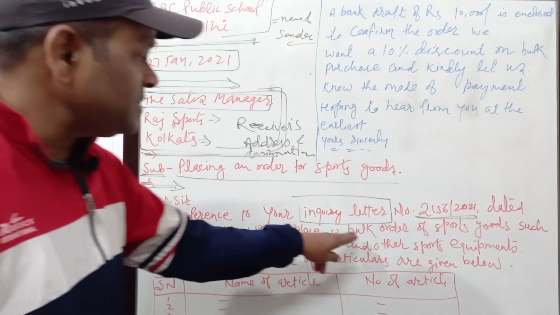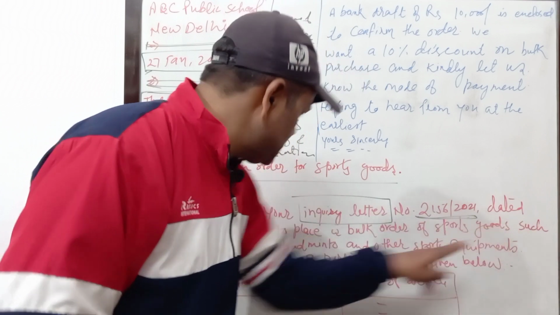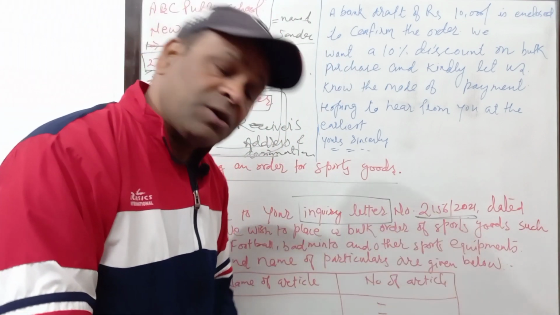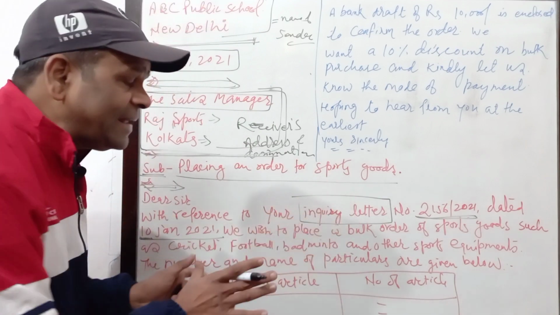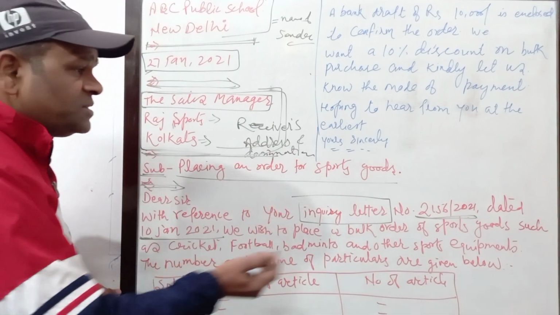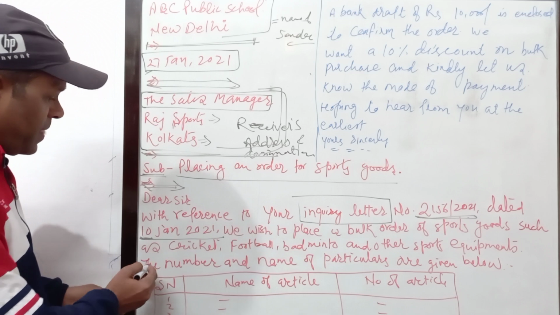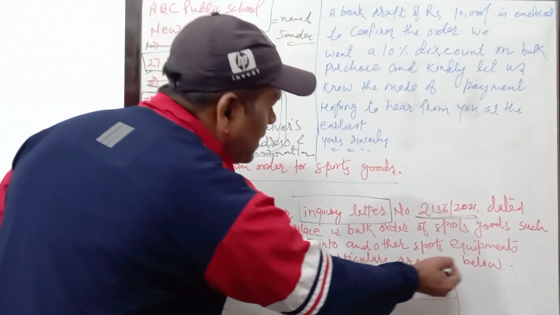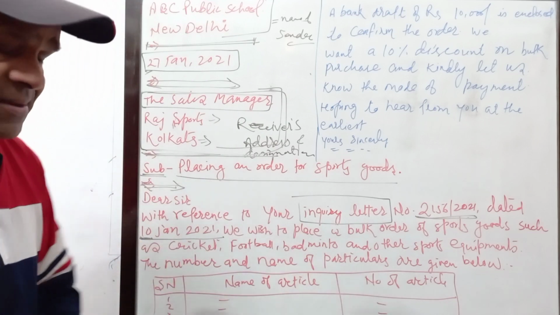We wish to place a bulk order of sports goods such as cricket, football, badminton and other sports equipment. Got it? That is the detail of that. Okay, now comes the next point that you have to keep in your mind. The number and name of particulars are given below, whatever it is.